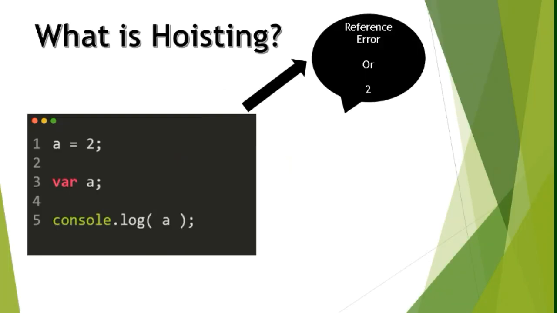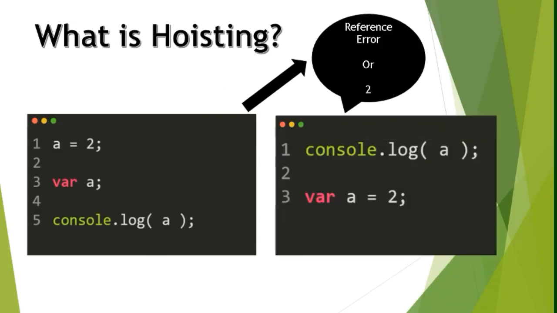Okay, now let's try another example. In this example I'm directly logging the variable without even declaring it first. I'm declaring and initializing the variable in the last line. So now what will happen? There are three possibilities: either it can be undefined, or it can be a reference error, or it can be 2.